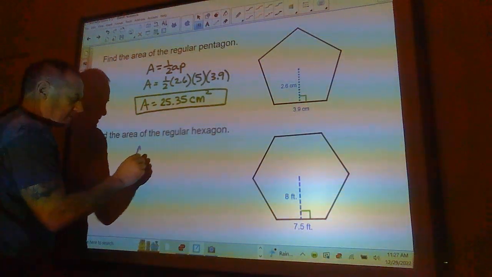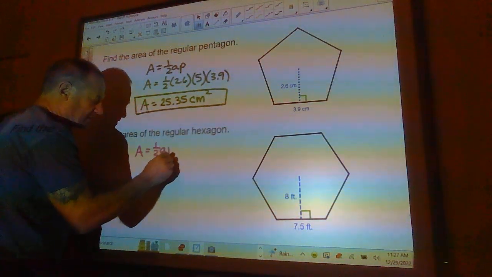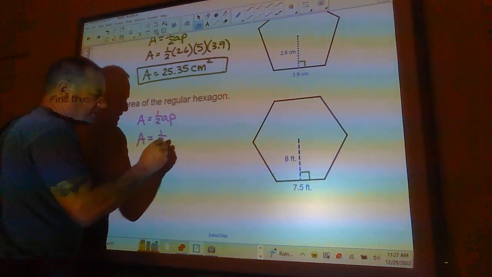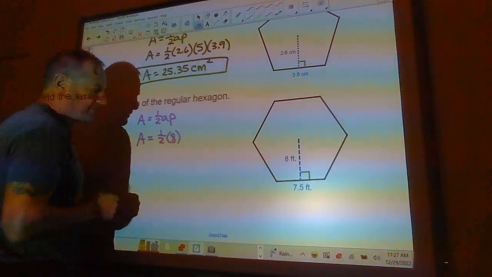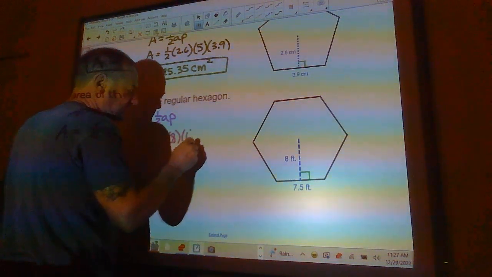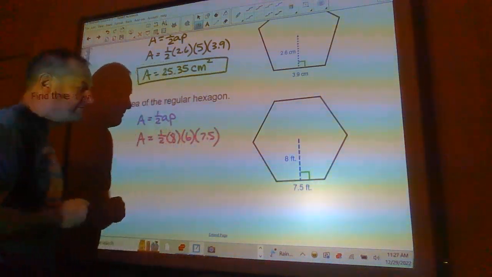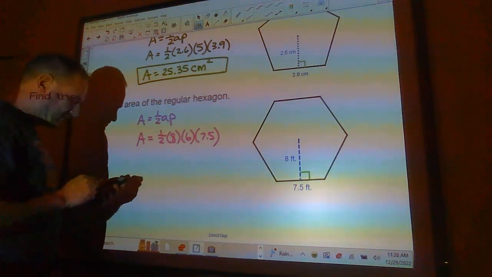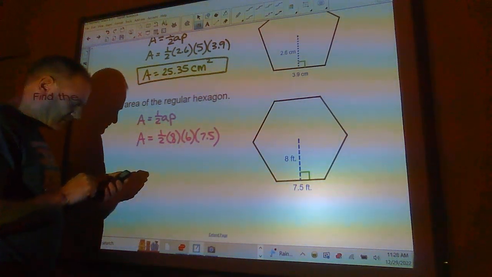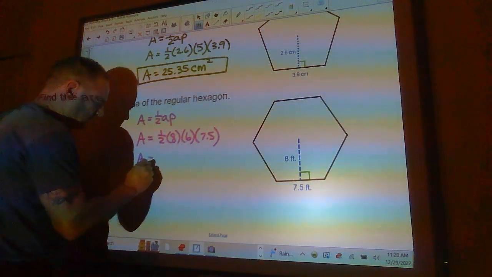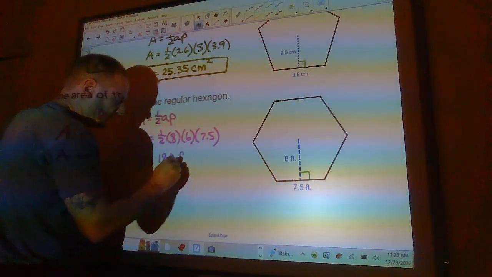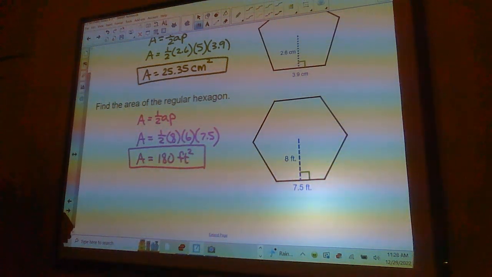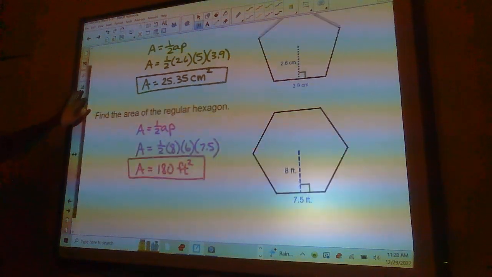Now on this one, again, I'm going to write down the formula. I always write down the formula. It's 1/2. The apothem is 8 in this case. The perimeter is going to be 6 times 7.5. So this is going to be 1/2 of 8 is 4. 4 times 6 is 24 times 7.5 is going to come out to be 180. That's going to be in square feet. So hopefully you got both of those.